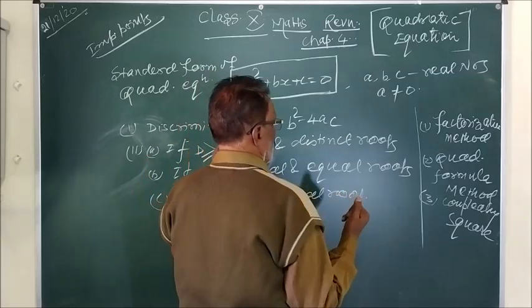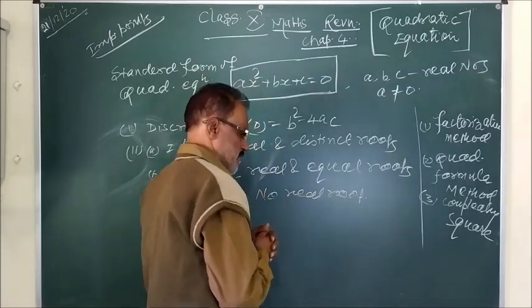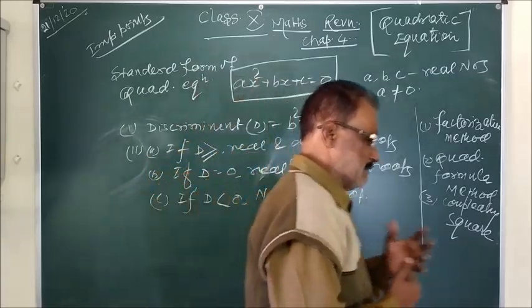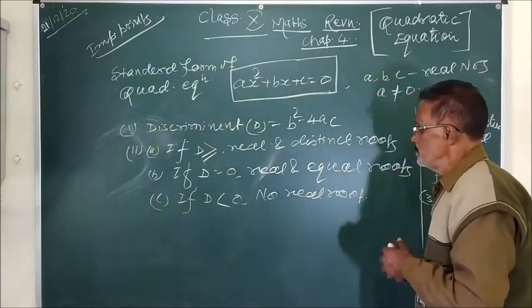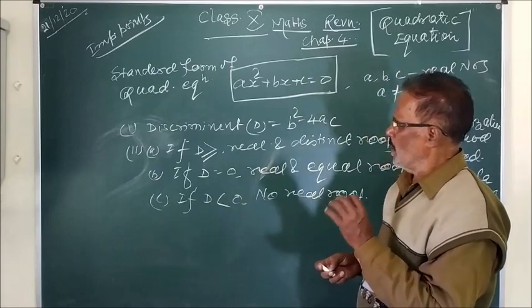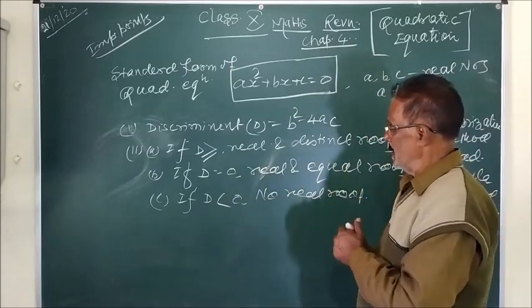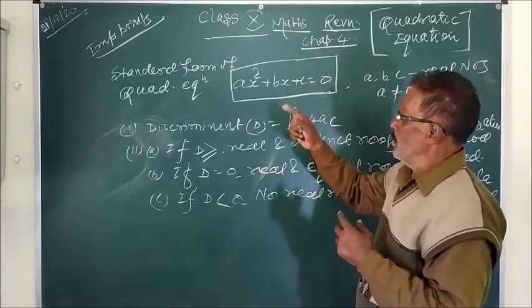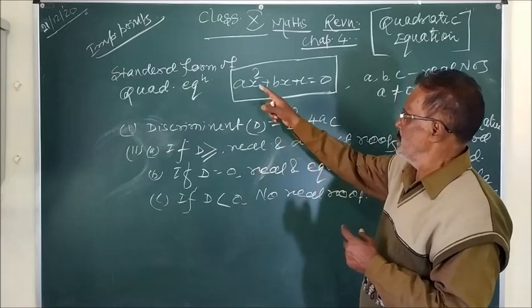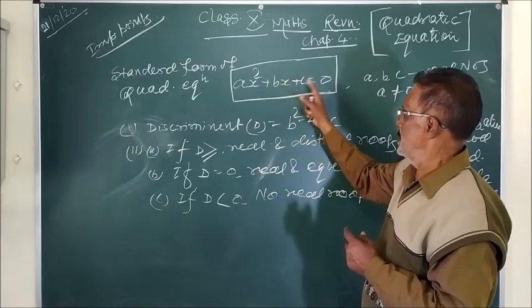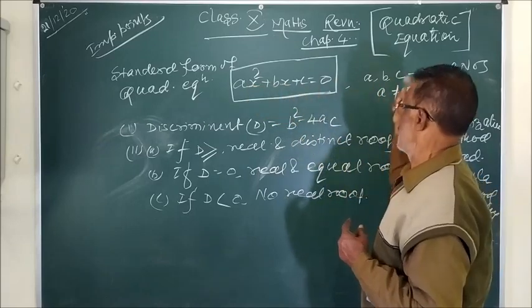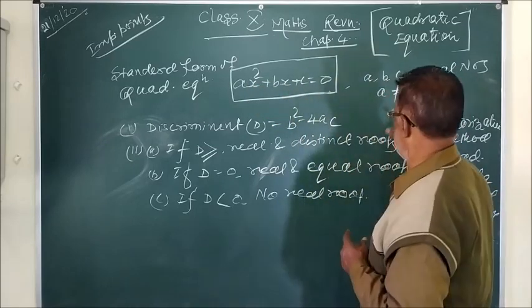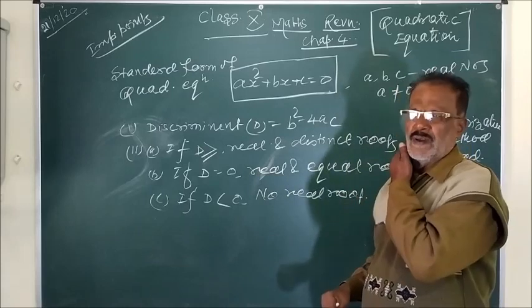Now today, quadratic equation. Introduction I have given when I was completing the chapter, but today in very short I would like to remind you once again. The standard form of quadratic equation is ax squared plus bx plus c is equal to 0. Here a, b and c are real numbers and a is not equal to 0.